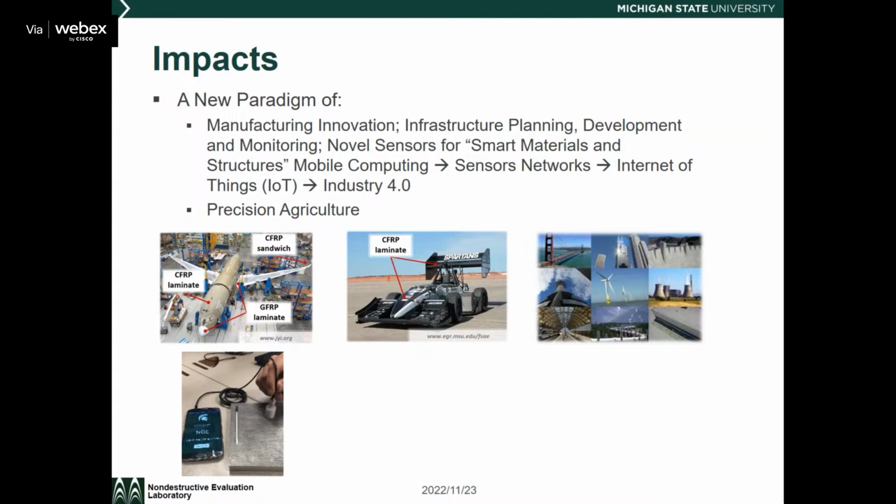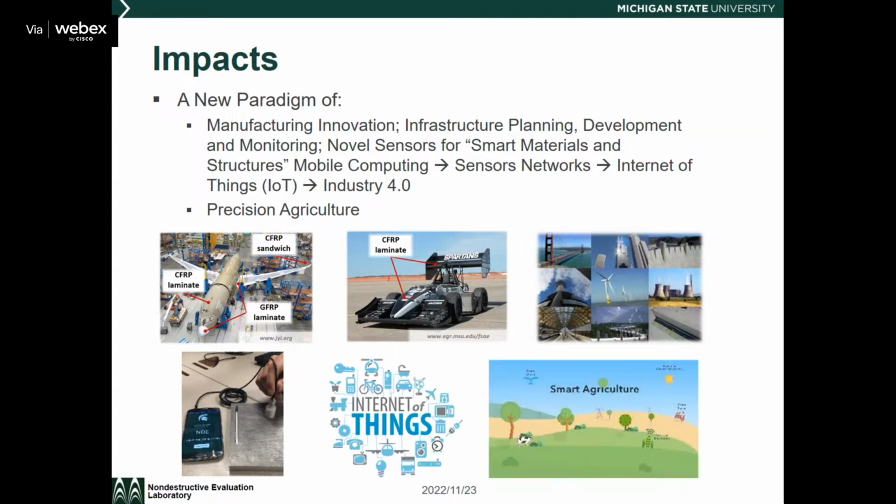a NDE device. You can use the phone jack, a 3.5 millimeter jack, to power your sensor and take the measurement. Use the cell phone as computing hardware, do the data analysis and visualization there. Internet of Things, I will touch on that in day 5, and smart agriculture. And I will use one example in root imaging to cover that.